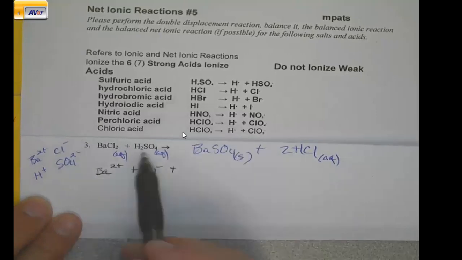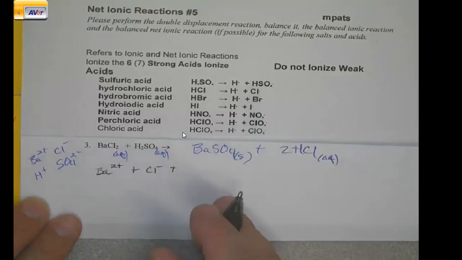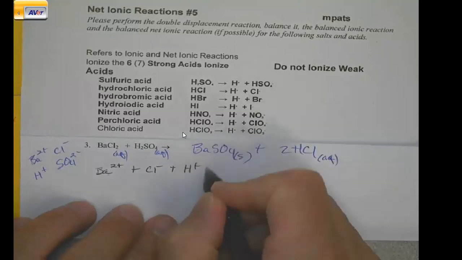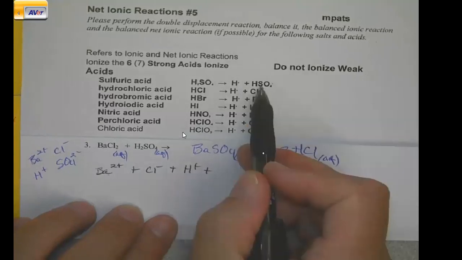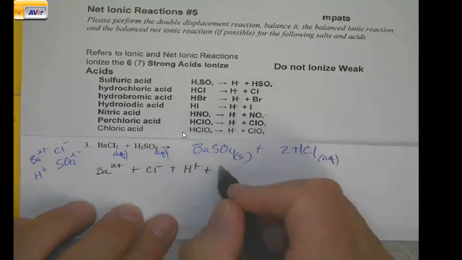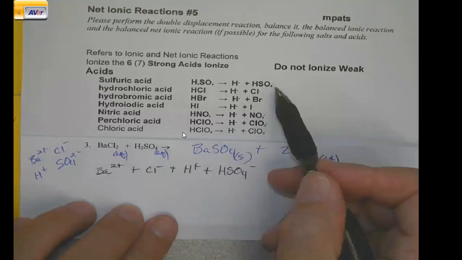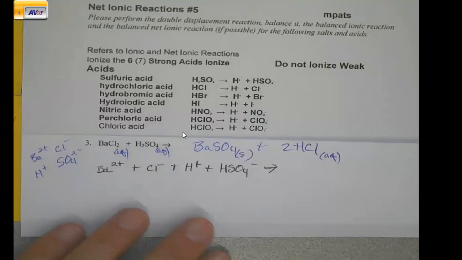Now H2SO4, is it a strong acid or a weak acid? Strong. So how do we ionize it? Break it up into H plus and HSO4 minus. Okay, and then the BaSO4, do we break that up? No. Good.